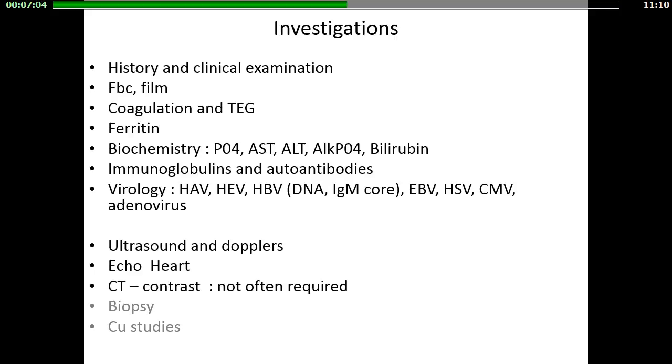CT with contrast, not always needed. Sometimes there is a clear diagnosis without CT. Biopsy, rarely needed. And in this context, the risk for transjugular biopsy and risk of bleeding must be weighed against the diagnostic yield. So if you don't know the diagnosis, it might be cancer, it might be lymphoma, sure, go ahead and do a biopsy. If you think it's viral hepatitis, or drug-induced, there isn't an indication if they fulfill transplant criteria.